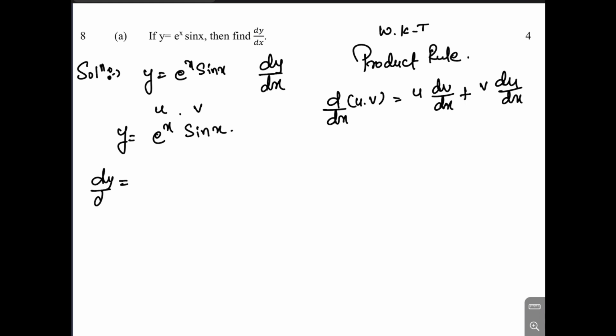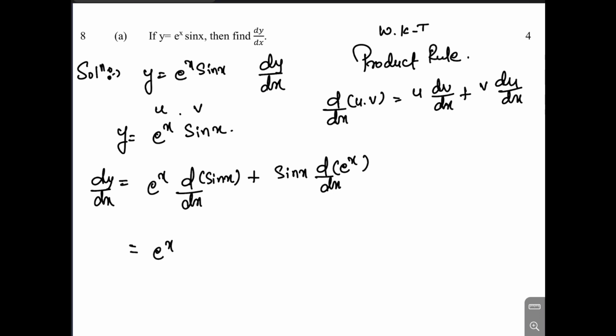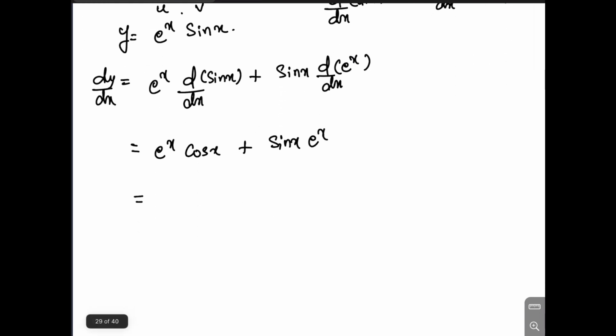So dy by dx equals e raised to x d by dx of sin x plus sin x d by dx of e raised to x. E raised to x, differentiation of sin is cos x. Here sin x, again e raised to x, differentiation of e raised to x is e raised to x itself. So here we can take e raised to x outside as a common factor. So e raised to x into cos x plus sin x. This is our dy by dx.